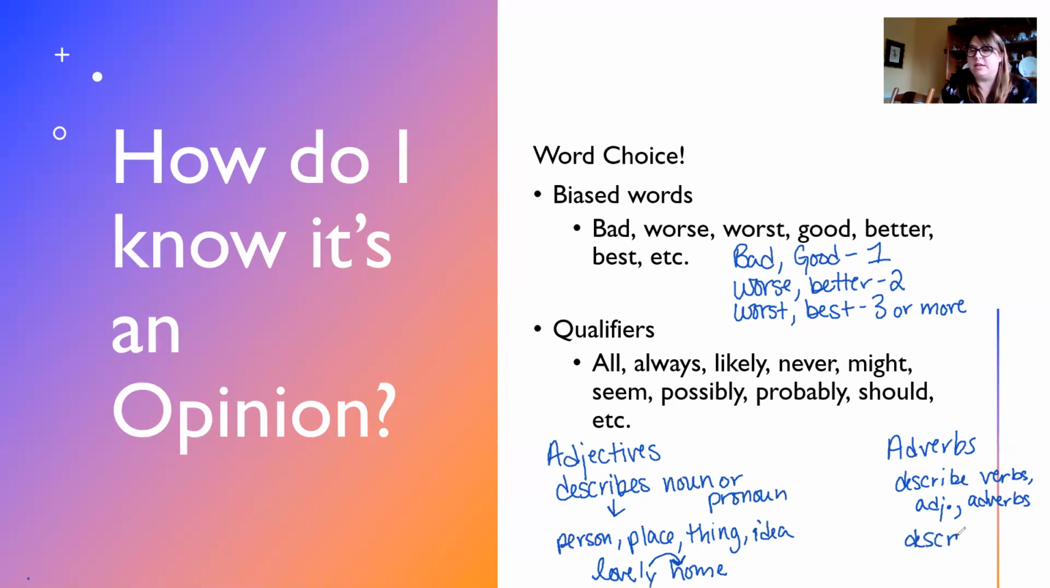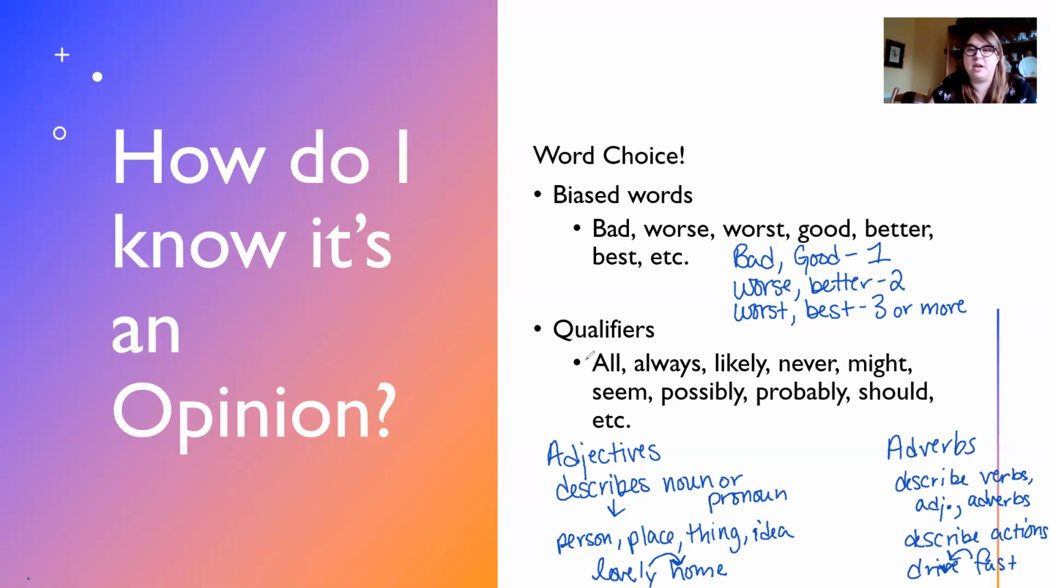So I'm just going to write that they describe actions. Now they do a little bit more than this, but for right now, we're just going to say that they describe actions. So I might use something like, I drive fast. Fast describes how I drive, which makes it an adverb.